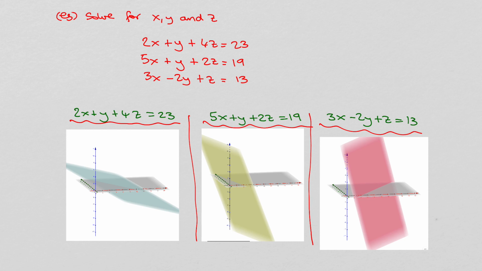And if they all intersect at one point, then we will get one solution for x, y and z. If the three planes did not intersect, we would not be able to find a solution. So for the scope of the Leaving Cert, we will always get one answer for x, one answer for y and one answer for z.